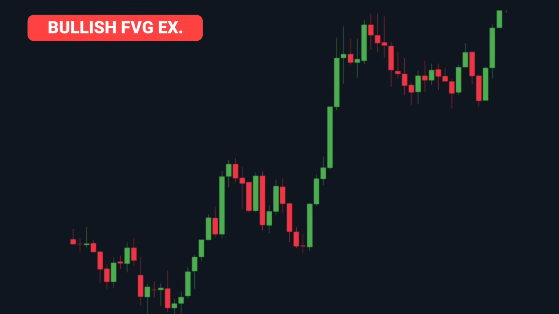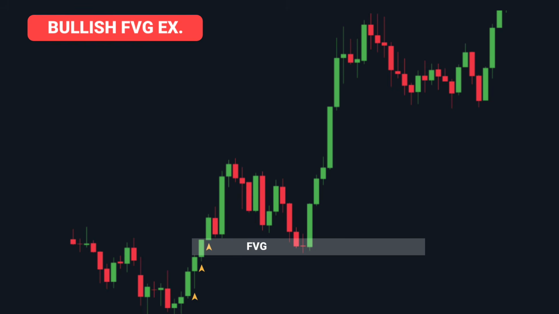Bullish FVG example. Let's say price is trending up. You see? First candle, small bullish. Second candle, large bullish momentum candle. Third candle, small bullish. The second candle pushes price up so strongly, it leaves a gap between the high of candle 1 and the low of candle 3. That's your fair value gap. Now what? Wait for price to pull back into that FVG zone.